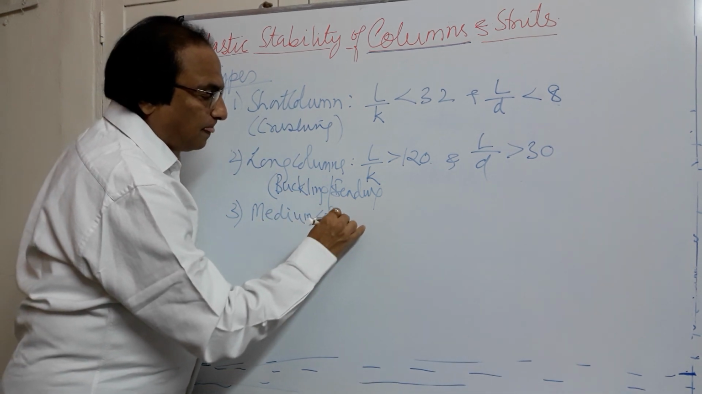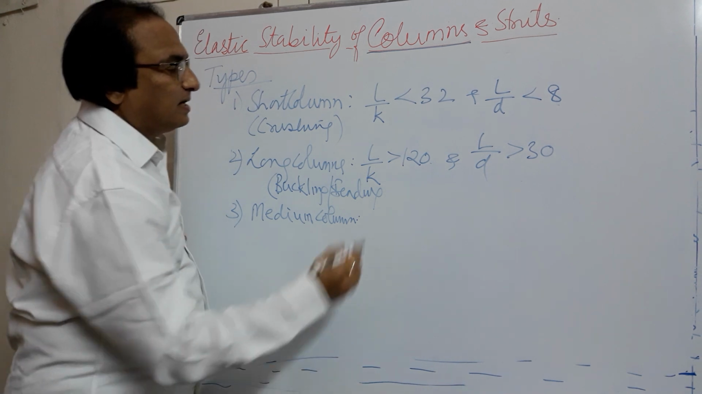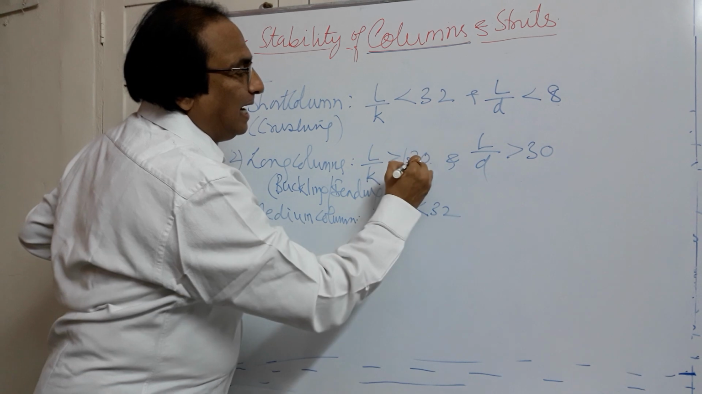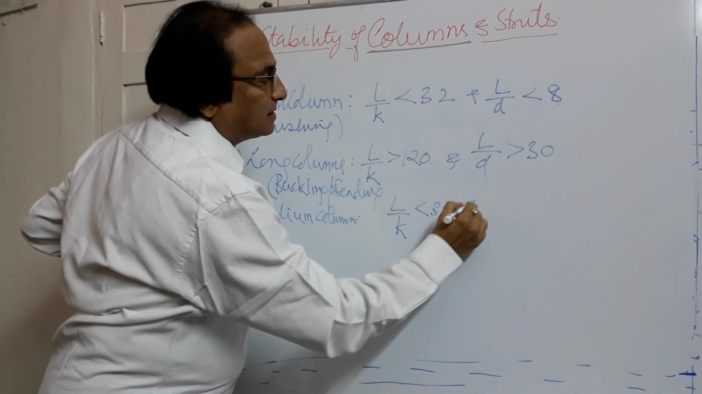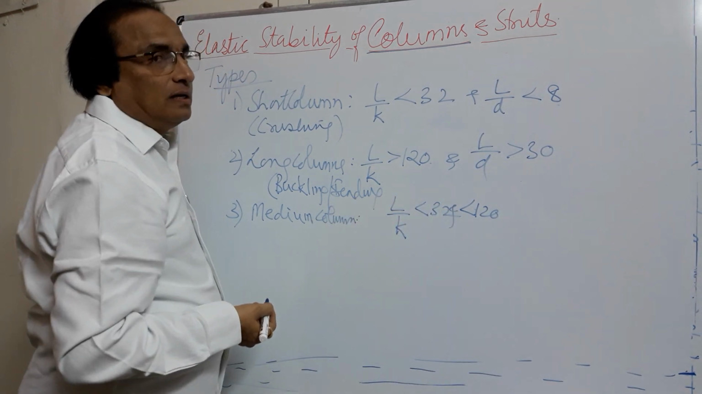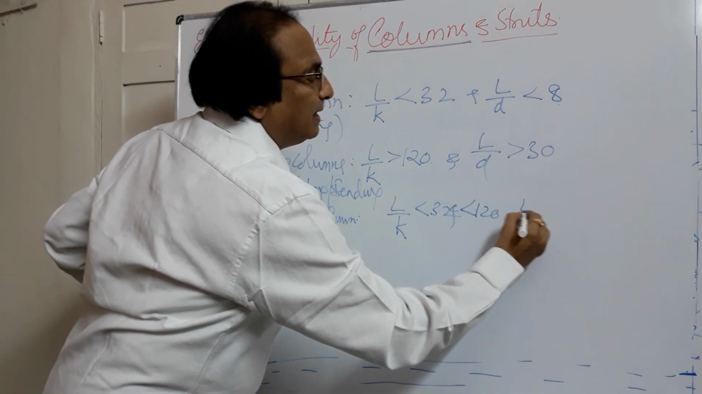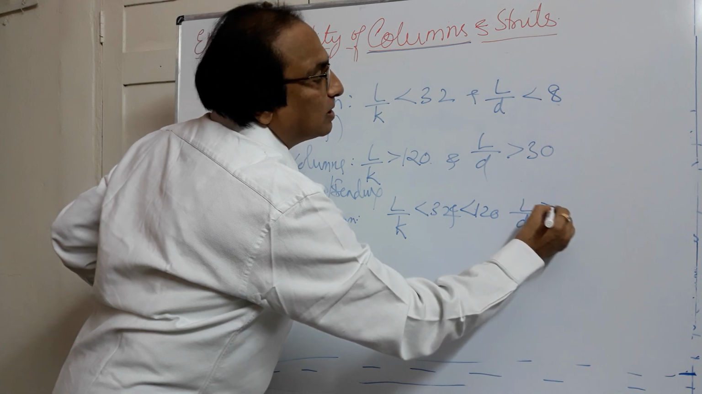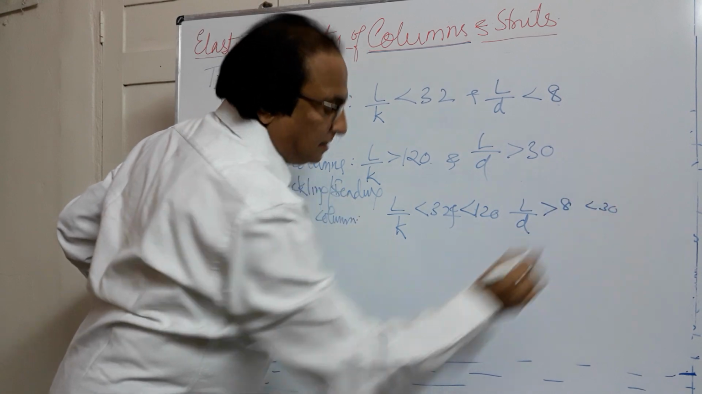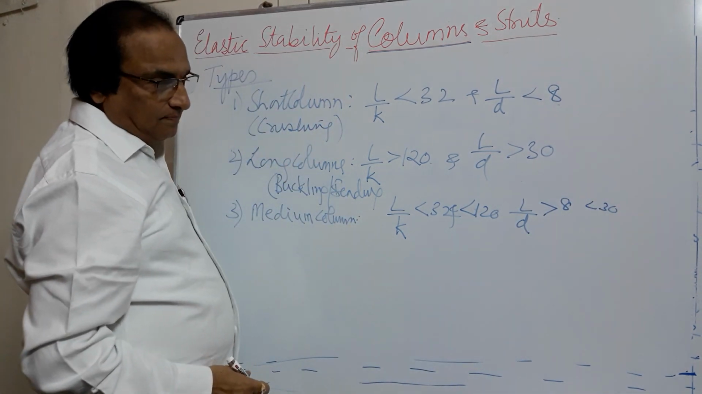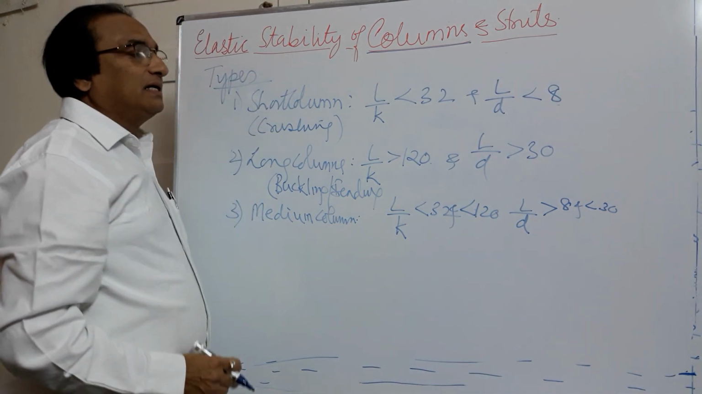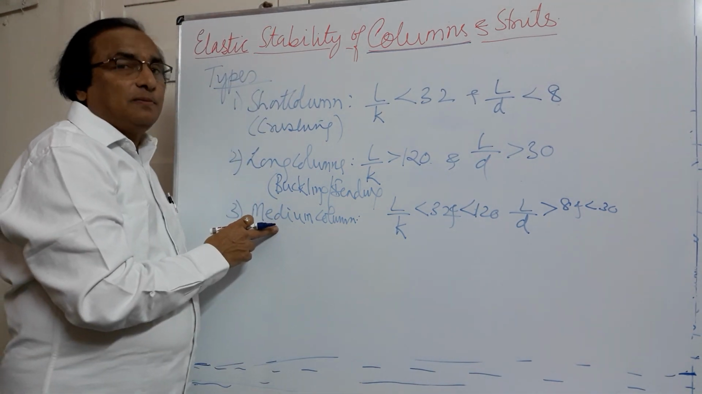Medium columns. So here definitely L by K should be less than 32 and greater than 1 and less than 120. We call them as medium columns, and L by D should be more than 8 and less than 30. We call such columns as medium columns.